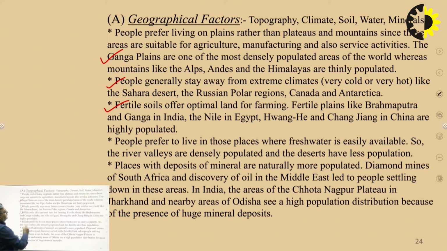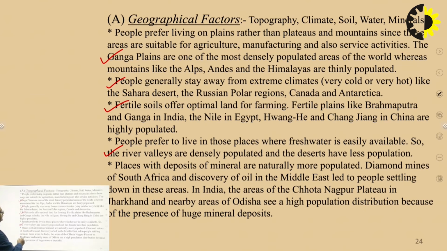Fertile soil offers optimal land for farming. Fertile plains like the Brahmaputra and the Ganga in India, the Nile in Egypt, and the Huang He and Changjiang in China are highly populated. People prefer to live in places where fresh water is easily available. So the river valleys are densely populated and the deserts have less population.